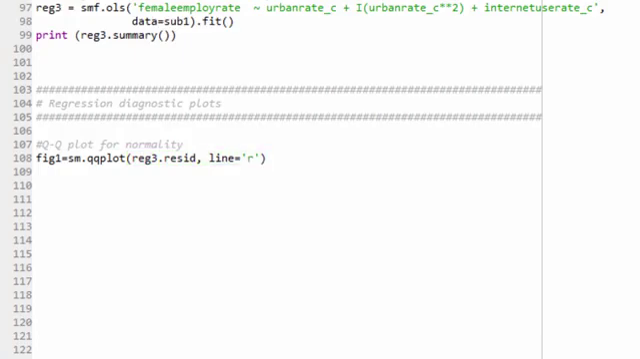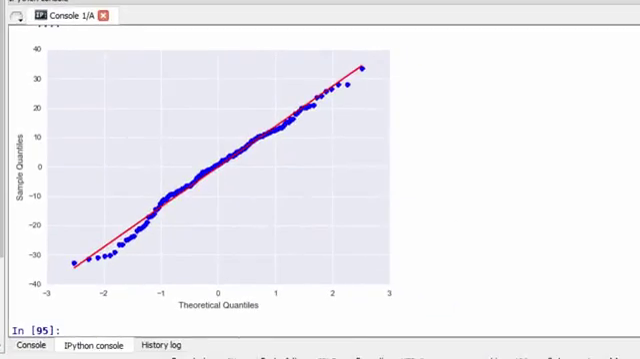What we're looking for is to see if the points follow a straight line, meaning that the model estimated residuals are what we would expect if the residuals were normally distributed. The QQ plot for our regression model shows that the residuals generally follow a straight line, but deviate somewhat at the lower and higher quantiles. This indicates that our residuals do not follow a perfect normal distribution.